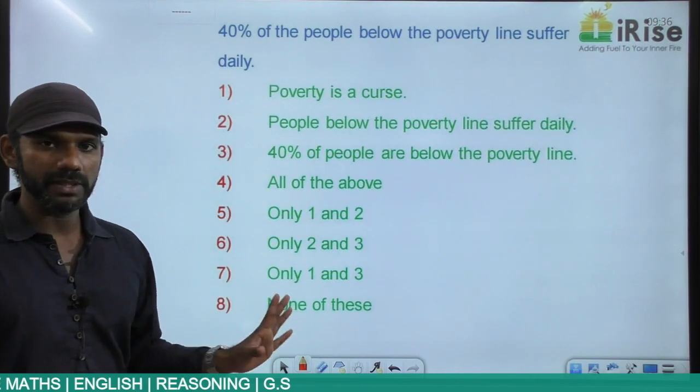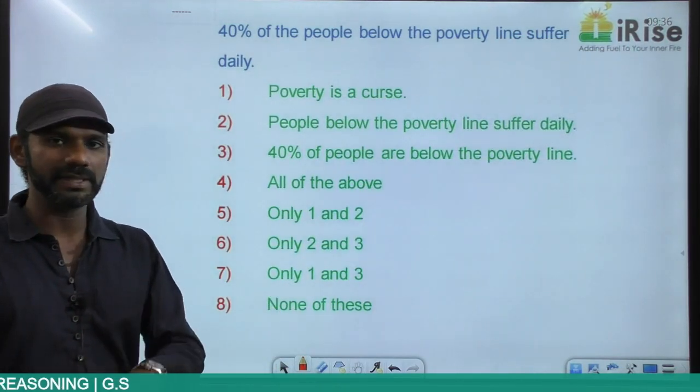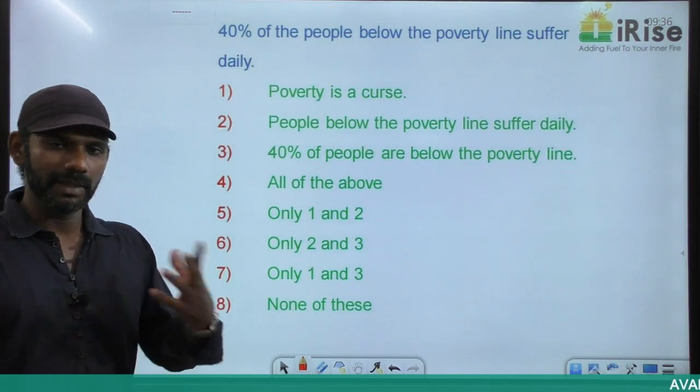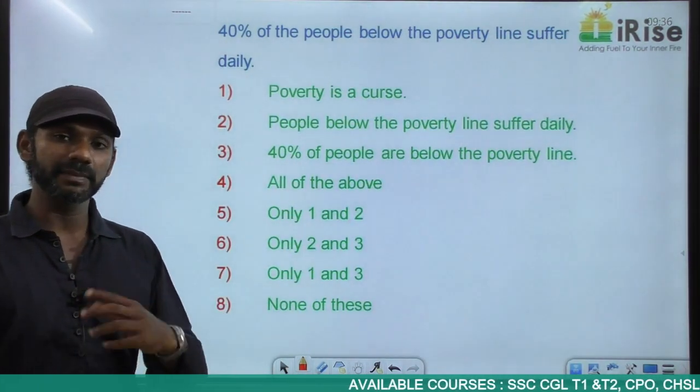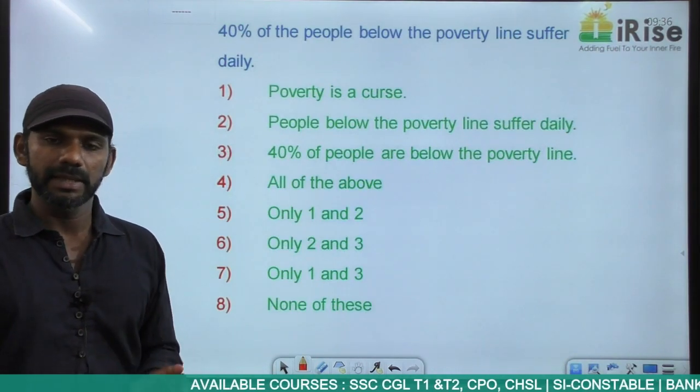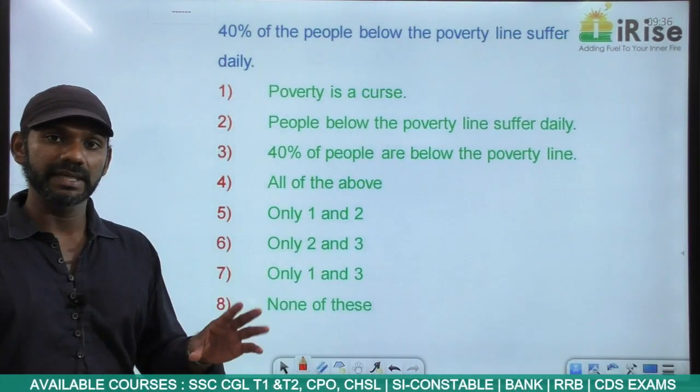I gave you 8 options in fact. At the time of examination, only 4 options will be there. But I gave you 8 options to show you how we eliminate options. There may be only a slight difference between the meaning of the option and the meaning of a sentence in the passage.